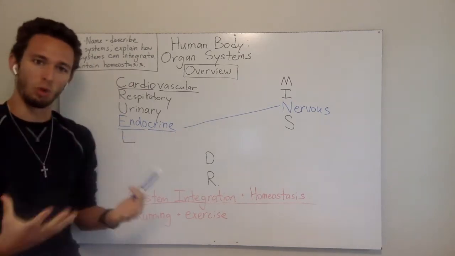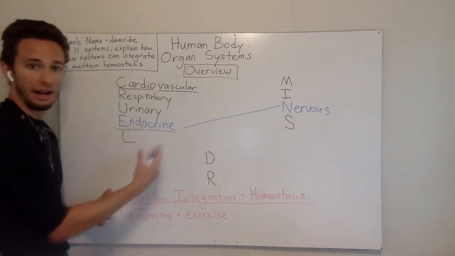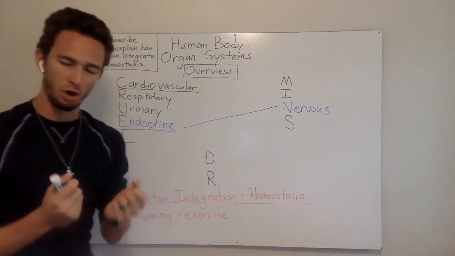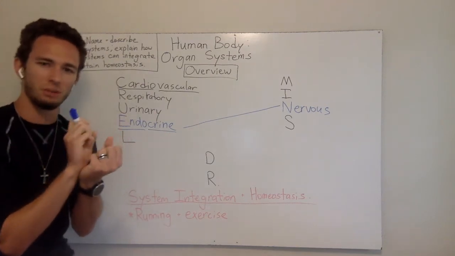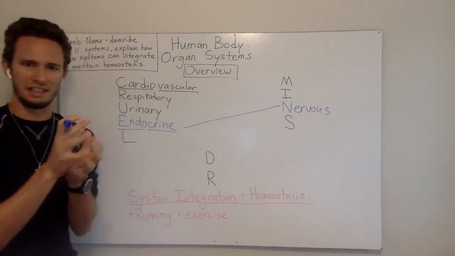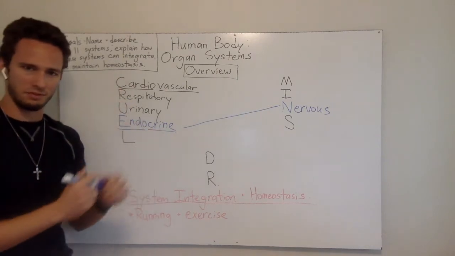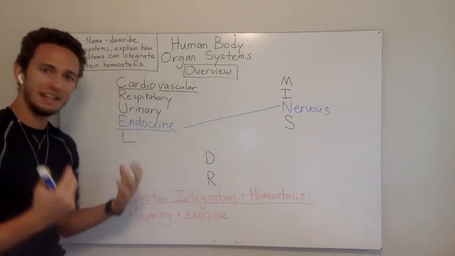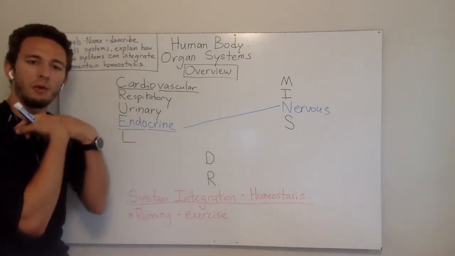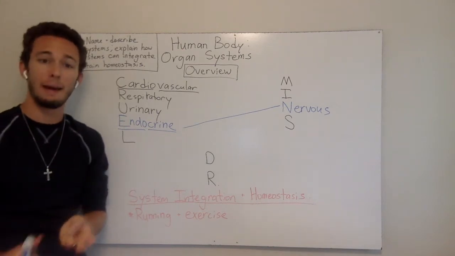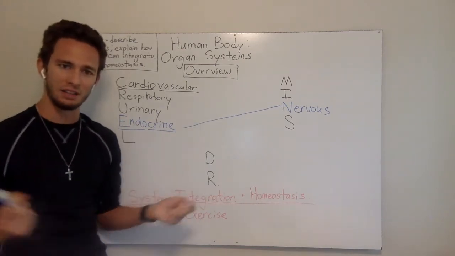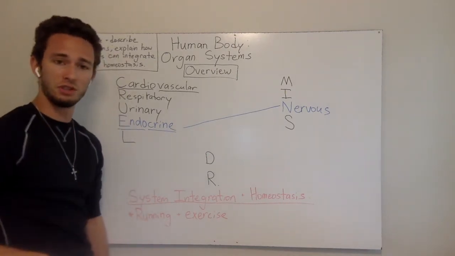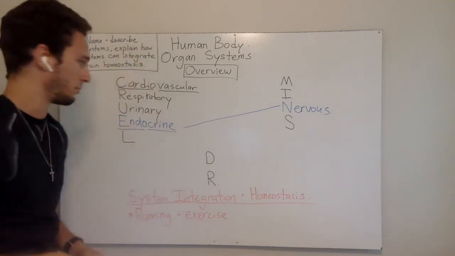Endo meaning in or within, and crine meaning to secrete. Secretion means that we're releasing some sort of fluid, like different types of hormones or different types of chemicals. And this means that we are secreting chemicals within our body. So these are things like hormones, peptide hormones, that will signal the body to do different things. So the endocrine system, the master regulator, is your pituitary. It lies just below your hypothalamus in your brain.